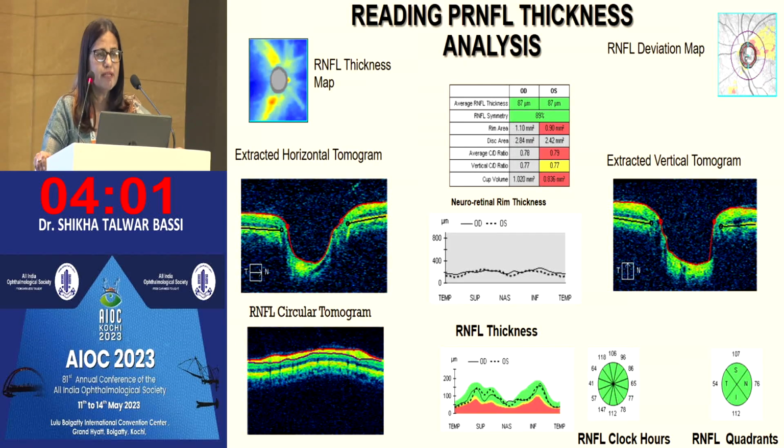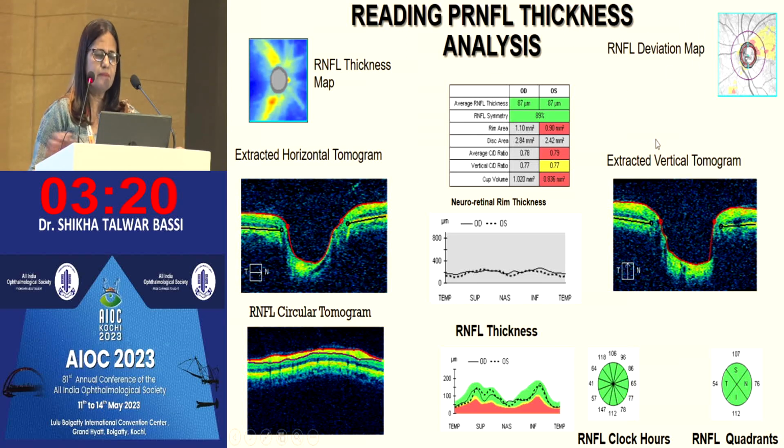Now, let's see how to read these charts. This is from the Cirrus machine, the RNFL chart. What we see here is the RNFL thickness map. The warm colors like yellow, orange and red show thicker areas, and the cool colors like blue show us the thinner areas of the RNFL. On the right side is the RNFL deviation map, which shows how it is different from the normative data, so how it compares with normal people. If there is red here, it shows an abnormal thinning there.